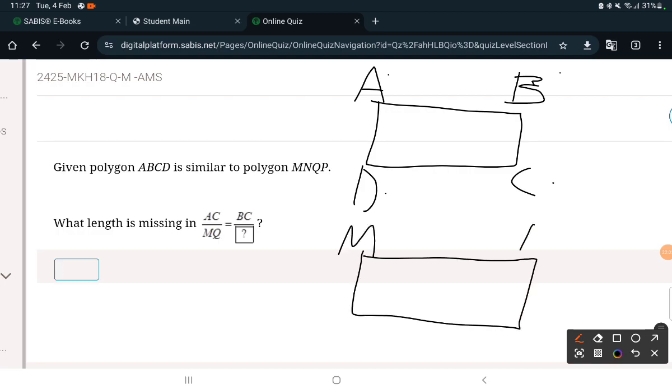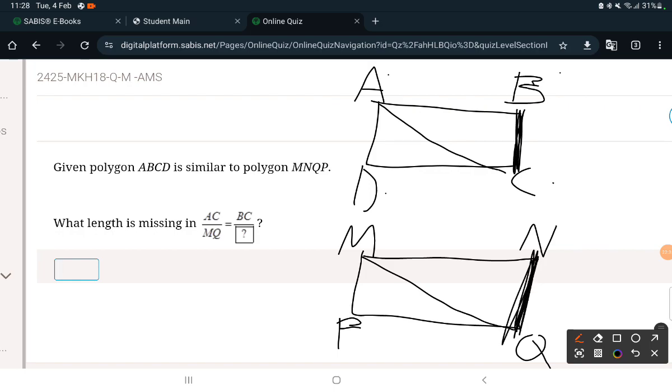Start from here, top right, bottom left. Okay, so what length is missing in AC over MQ equals BC over box? So we have AC over MQ, and then we have BC over box, that's just NQ. It's really just simple.